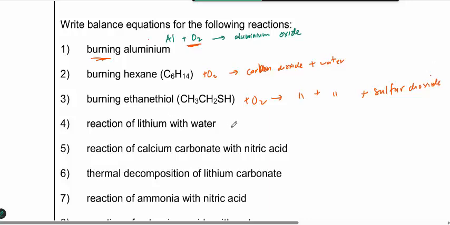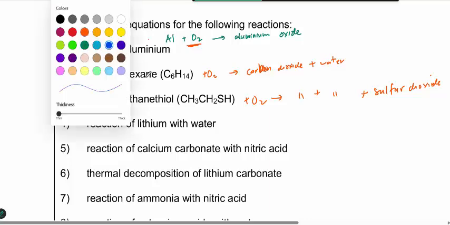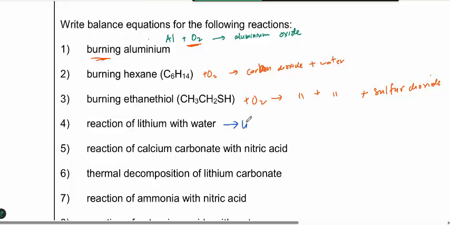Okay, lithium plus water, you get lithium hydroxide and hydrogen. So write the proper balanced equation. Chen En, I want you to send it to me. I give you all 10 minutes.